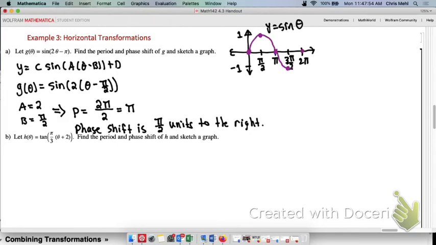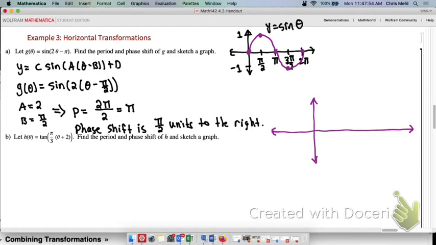Okay, so essentially our graph is going to look identical to this, except it's been compressed. So instead of a cycle of length 2 pi, the period is pi, so our cycle is going to be pi units wide. And the phase shift is pi over 2 units to the right. So I'm going to draw what the transformation of the fundamental cycle looks like, and then to draw the rest of the graph, we just draw copies of that fundamental cycle. Okay, so it's been shifted pi over 2 units to the right.